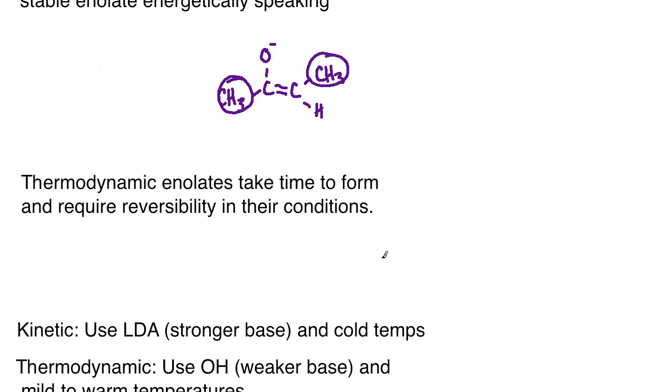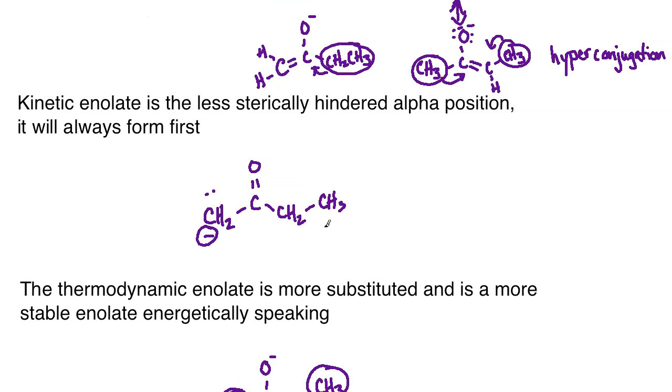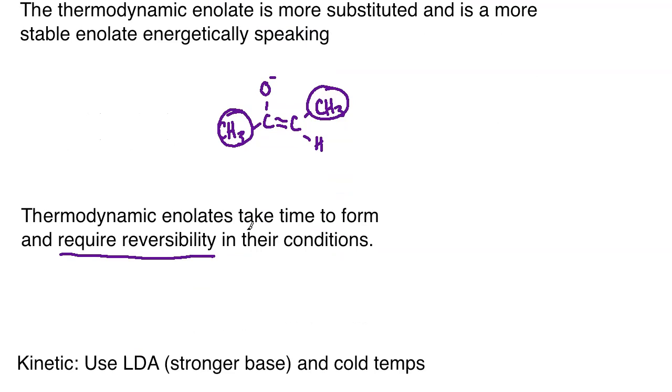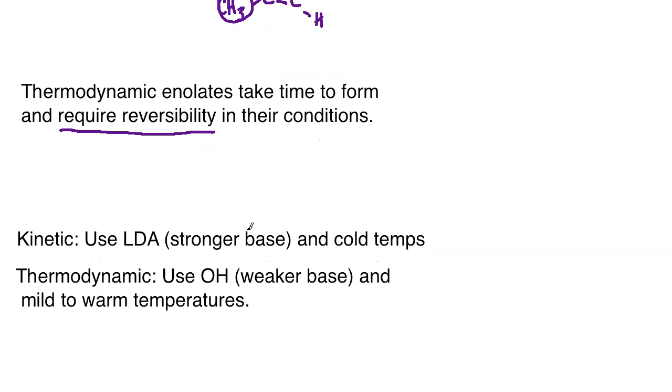Okay, thermodynamic enolates take time to form, and this is the key. They require reversibility in their conditions, and that makes sense because if I'm going to form the kinetic enolate first under all conditions, then I have to have some reversibility in order to obtain the thermodynamic enolate. I'm going to have to be able to backpedal or backtrack to the opposite form and then allow it to proceed forward to the thermodynamic enolate instead of the kinetic enolate. So having reversibility in your conditions is key here.